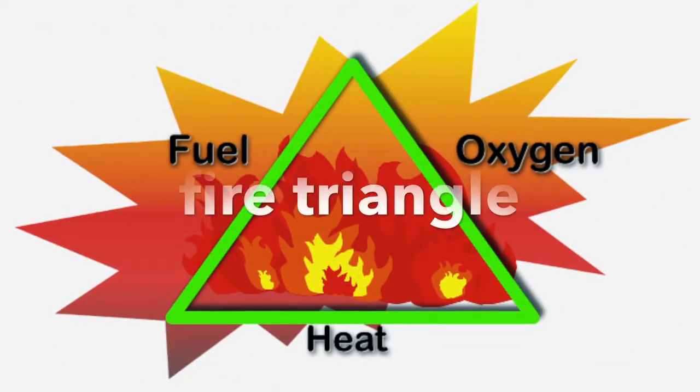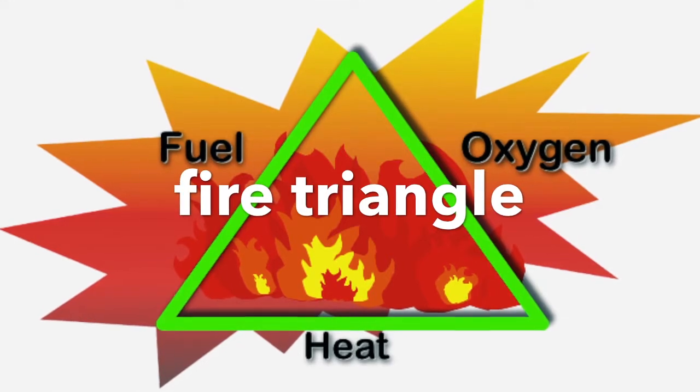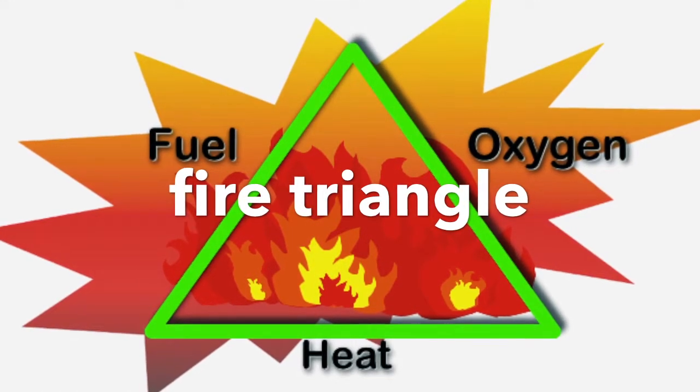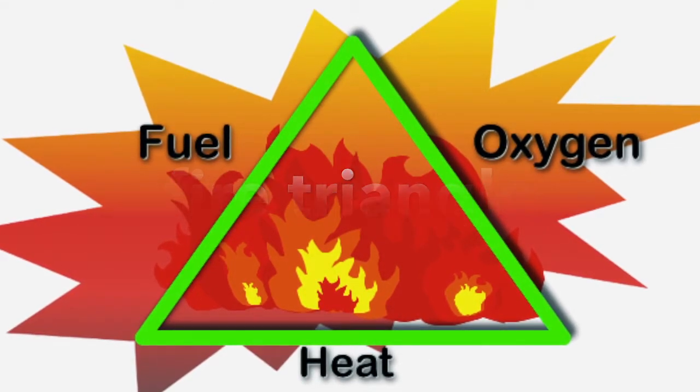The fire triangle includes 3 elements that are required for a fire to exist. You have a fuel, oxygen, and heat. If you remove one of these elements, you can put out a fire.